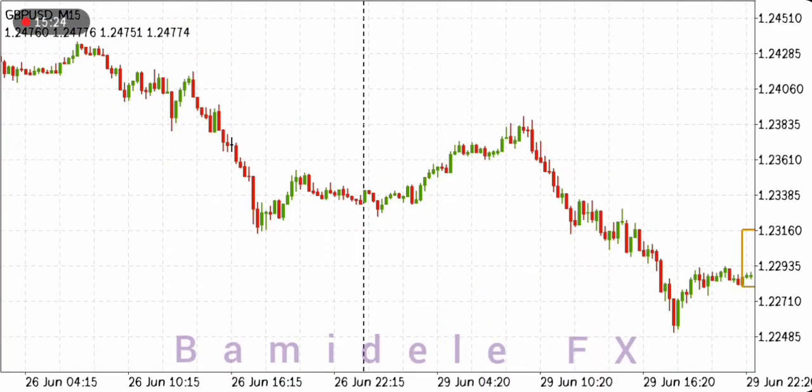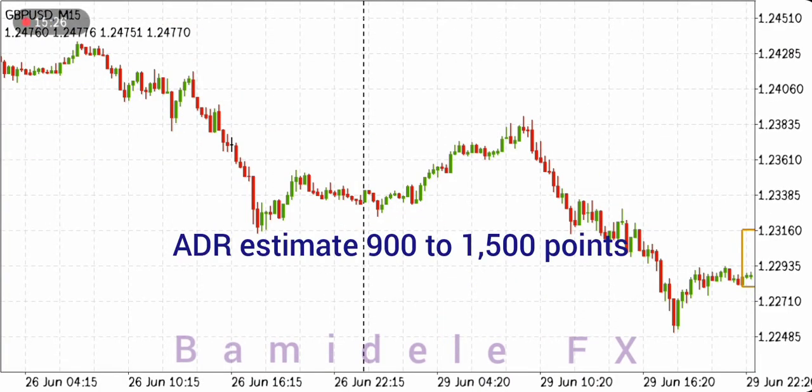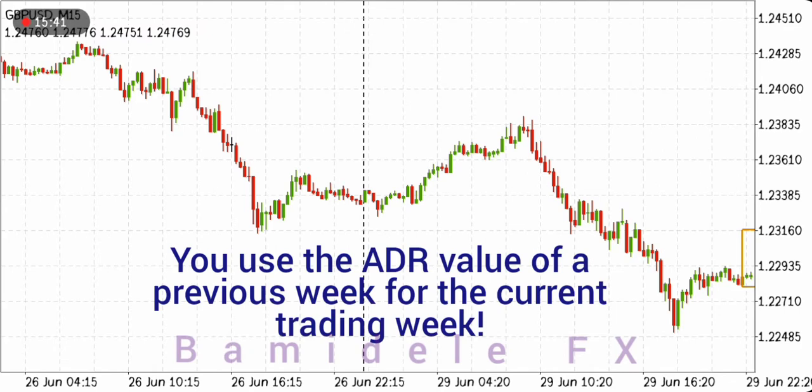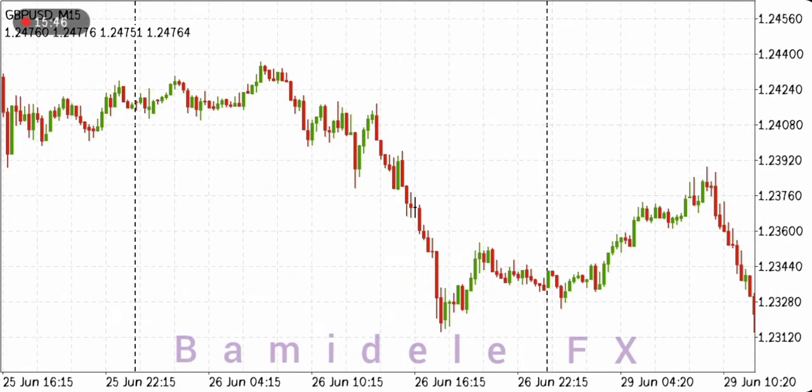This is just a rough estimate, a manual calculation. So it could be 900, it could be 1,200, 1,500, but it's about that 1,000 points. It's an estimation. It's not an exact or absolute value. So it tells you how far the market has moved. So if it has moved these points, then you know what to do to use it to trade to your advantage. I'm going to show you how to do that in the video. Okay, now let's proceed.